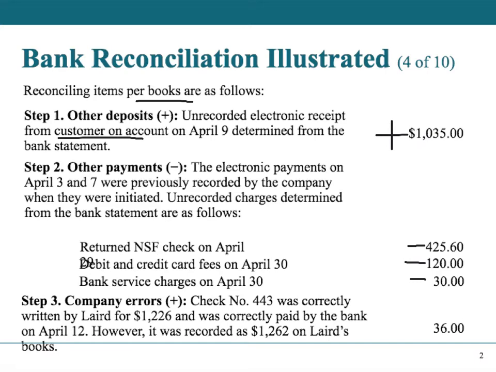We also had a company error. A check for $143 was correctly written for $1,226 and was correctly paid by the bank. However, when we recorded it in the books, we happened to transpose the last two digits. So the books are wrong and the check is okay. So we subtracted too much in our books. We're going to add back $36.